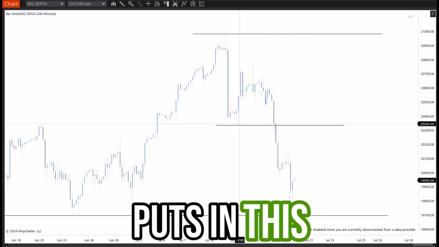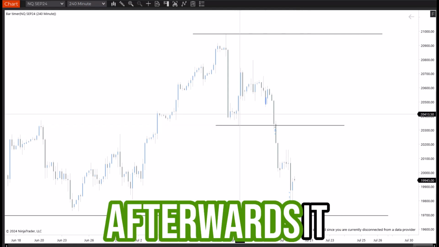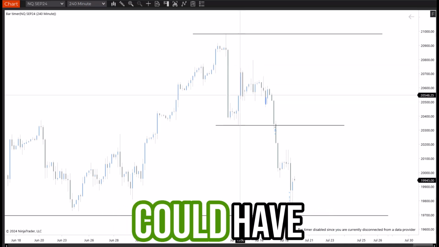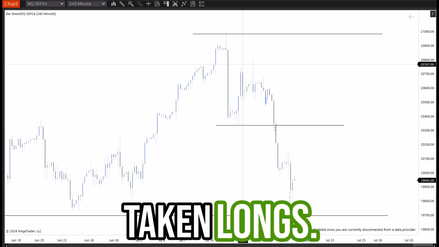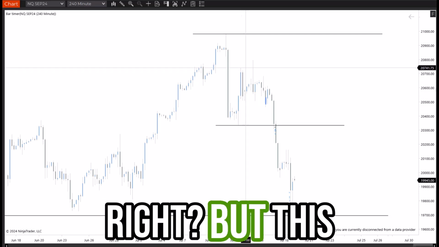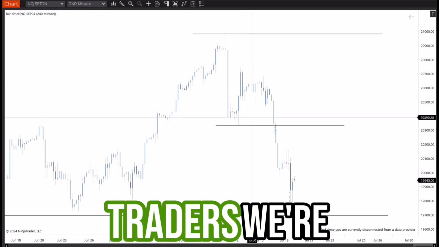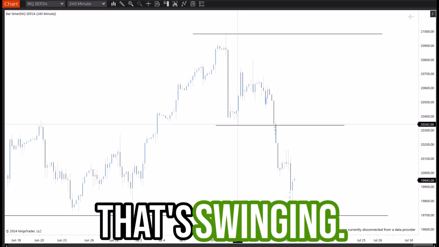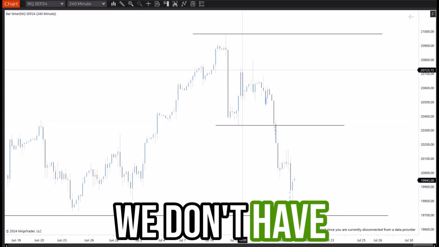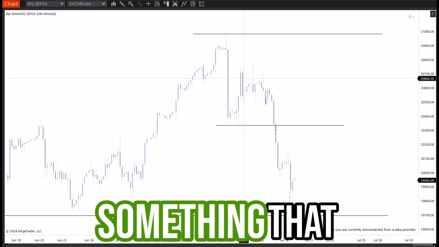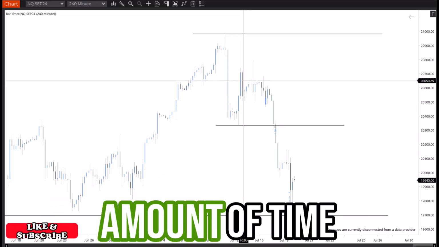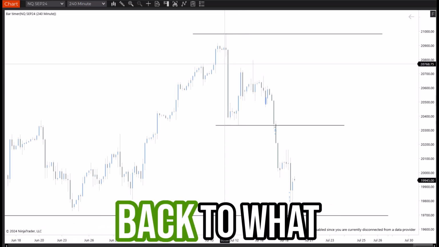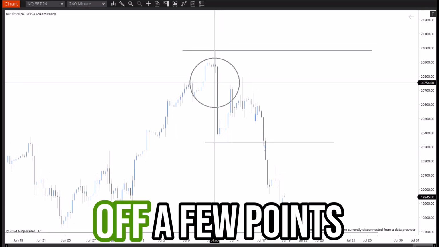So the market puts in this low, right? And then afterwards it sweeps and pushes up back into a buy program. Of course, we could have entered and we could have taken longs. Yes, that is one way to trade, right? But this was a different day. As intraday traders, we're not going to be here for 8 hours, right? That's entering swing trader territory, and we don't have time like that. We want to find something that will work for us in the amount of time that we are able to be on the charts.